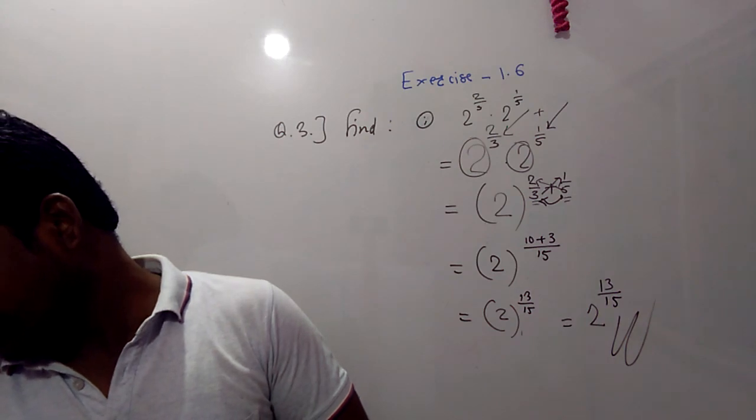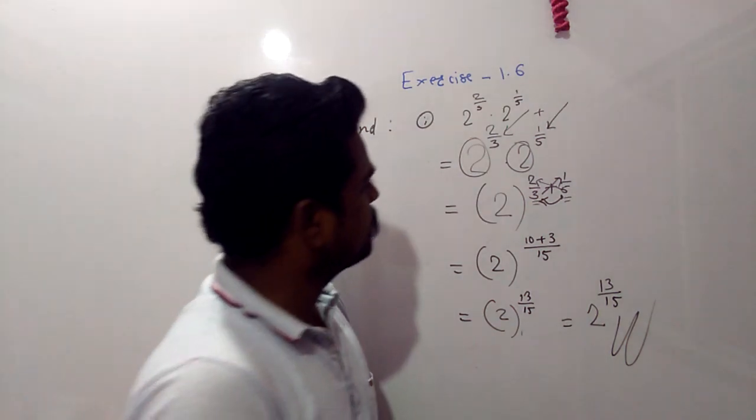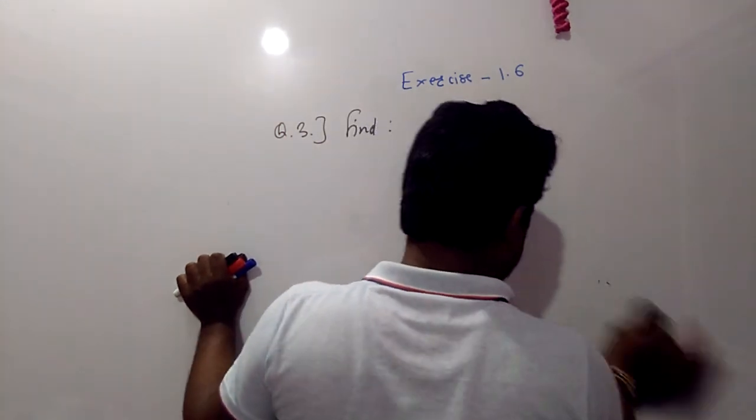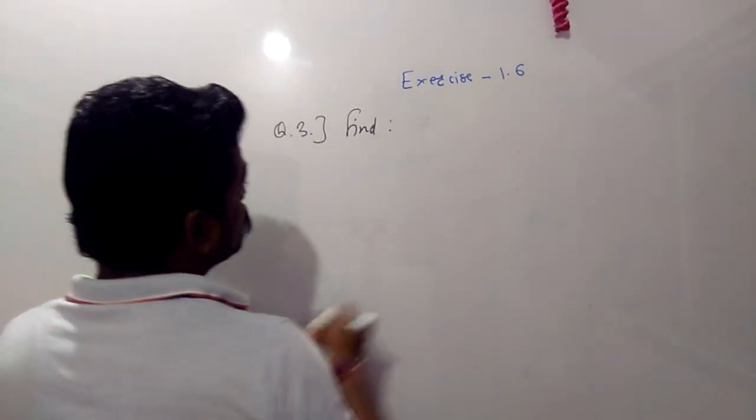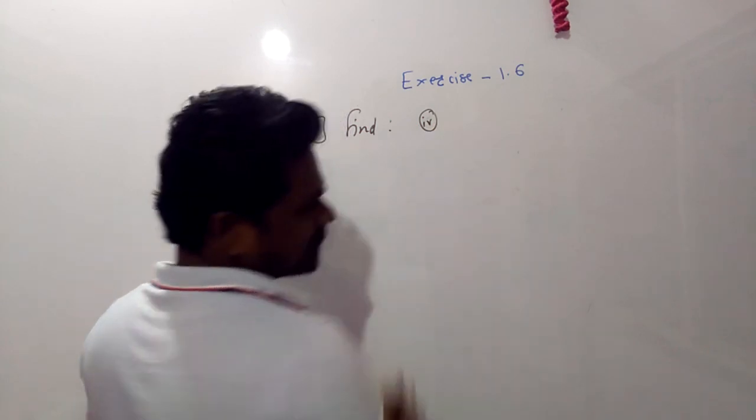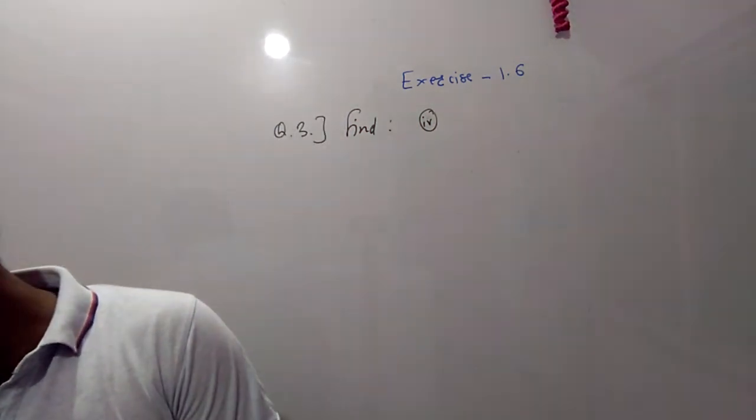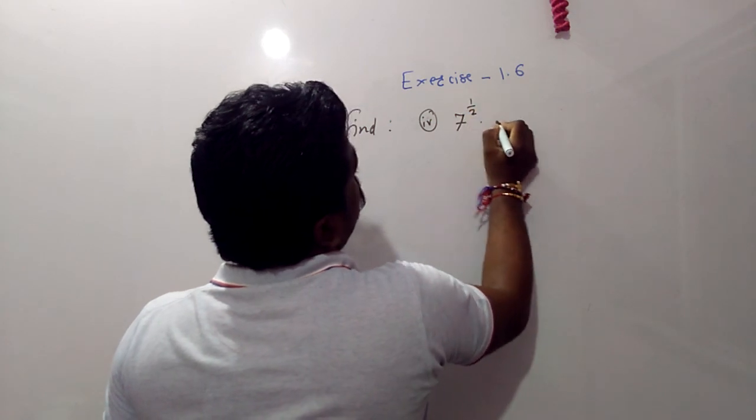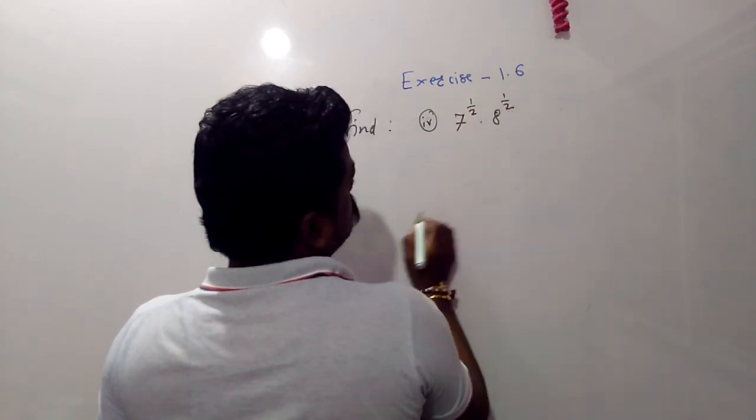Or rather, we'll take the very last example of this exercise. That is nothing but the fourth example. What is that? See, we'll check it out. Fourth example is 7 raised to half into 8 raised to half. 7 raised to half into 8 raised to half.